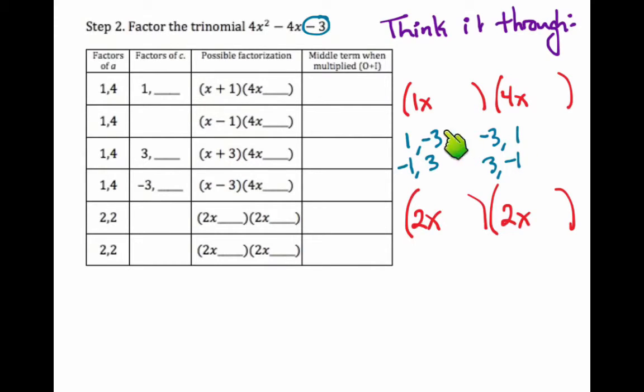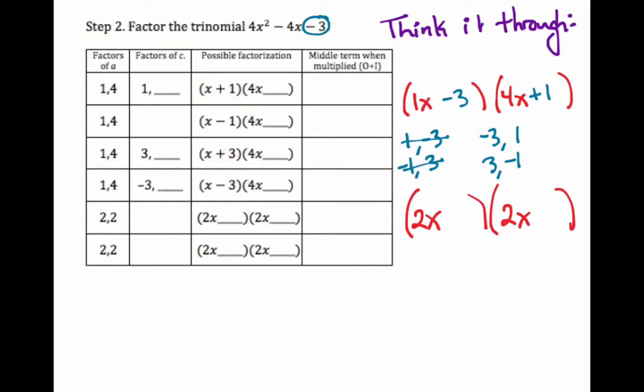Because remember, order matters. And I'm just going to start plugging them in. I'll plug 1 in here and negative 3 over here. And I'm going to think it through and say, all right, so 1 times negative 3 gives me negative 3x plus 1 times 4x. No, that's not going to give me negative 4. I know that's not it. So let's plug in negative 1, 3. Negative 1, 3, I get 3x minus 4x. 3 is going to give me negative 1x. Nope, that's not it. How about negative 3, 1?